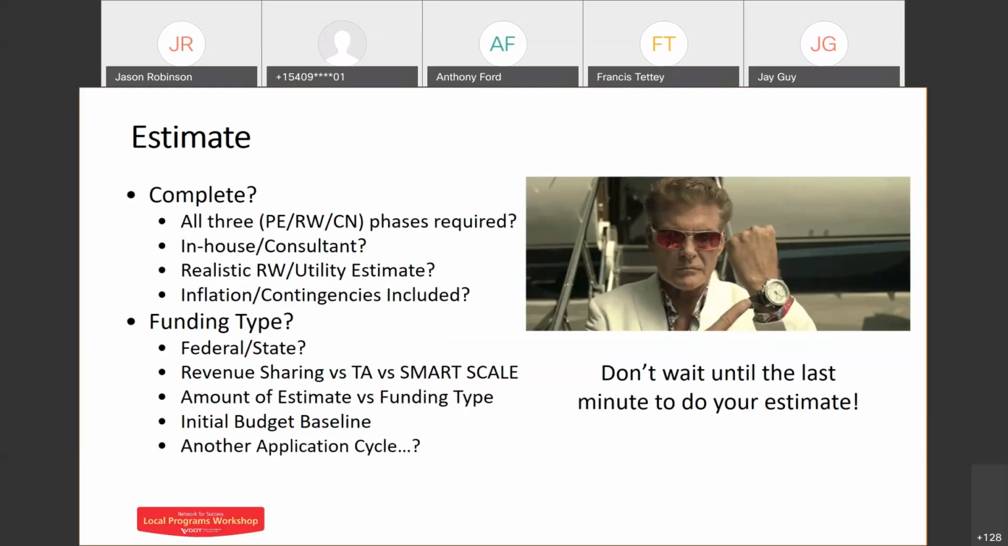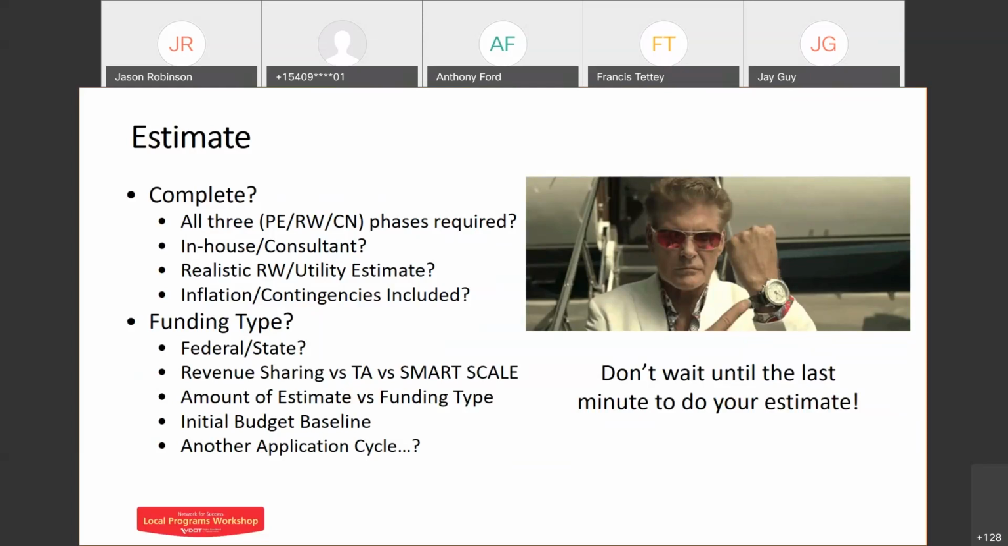But the funding for, let's say, if you apply for revenue sharing, would possibly be available the next fiscal year. So you wouldn't need to include as much inflation, maybe even none at all, depending on where you're at with it. Is it federal or state funding? It takes longer and costs more to develop a federal project, simple as that. State aid projects like revenue sharing are very hands-off by the department, so you can account for that as well.